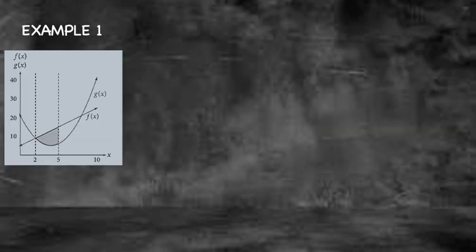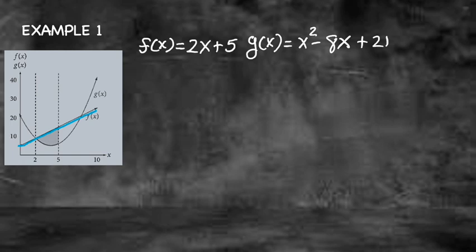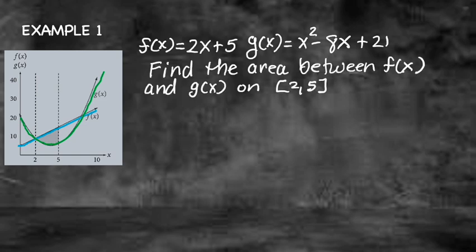So here's our first example where we're going to work through with specific functions rather than generic ones. We have f of x, which is the line 2x plus 5, and that's the line that's highlighted in blue. And then we have a quadratic, g of x, x squared minus 8x plus 21. That's the function in green. We're going to find the area between those two curves, f of x and g of x, on the interval from 2 to 5. So that's the area that's shaded in the pink.